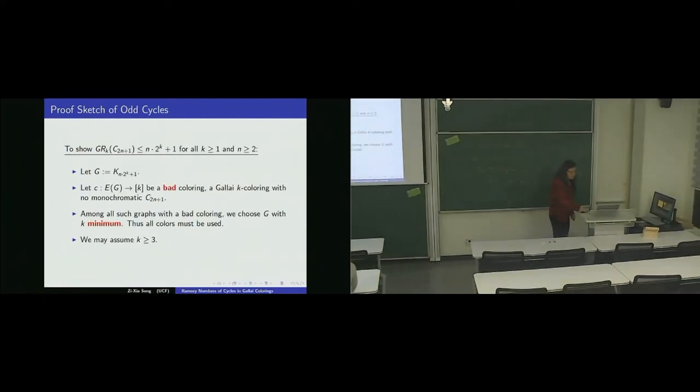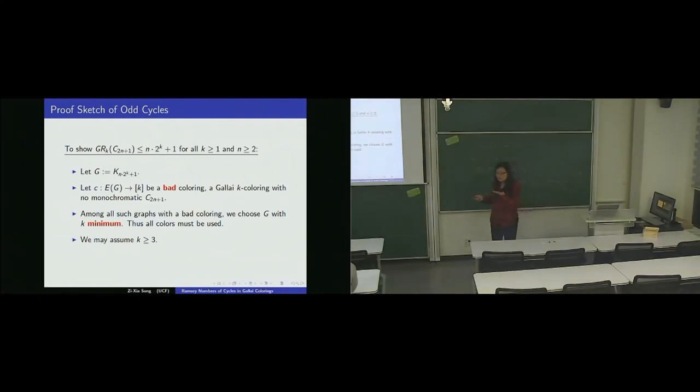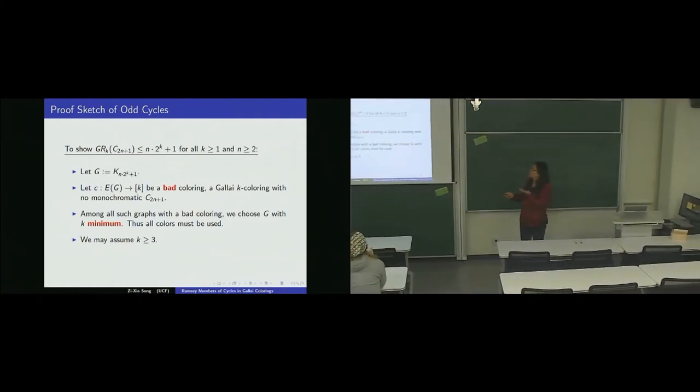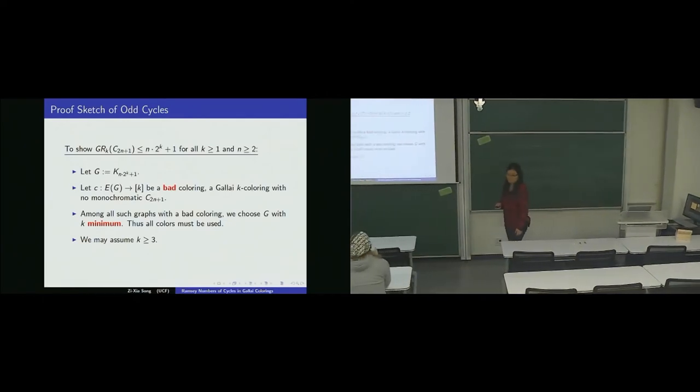So here, for all the cycles, the lower bound construction says I have n times 2 to the k plus 1 n. I want to prove this is also the upper bound. So what do I do? I take a complete graph on this many vertices here. Now suppose I don't have one.